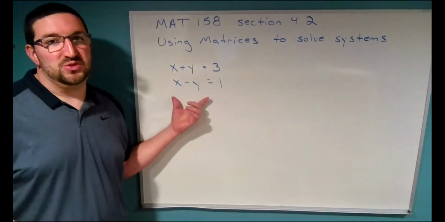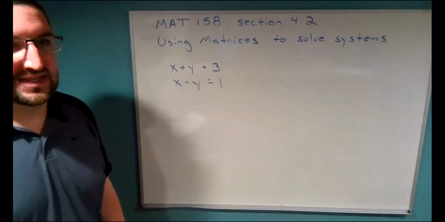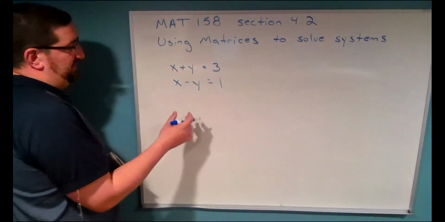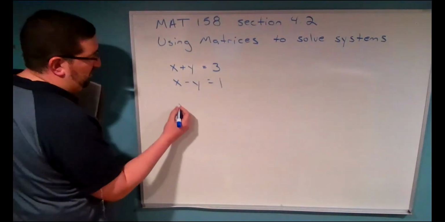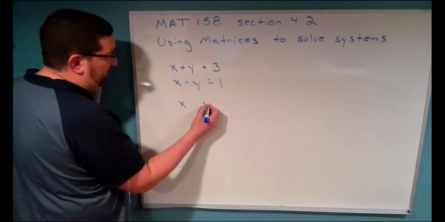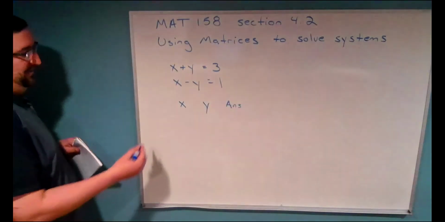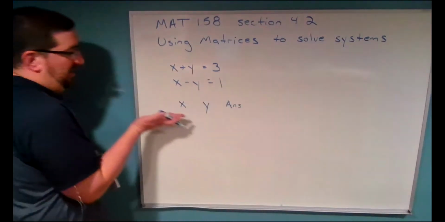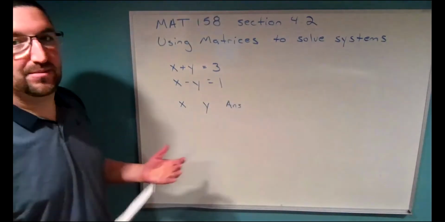But I'm going to teach you how to take this and convert it into something called an augmented matrix. What we have to do is create a matrix. Our matrix is going to have a column for the x variable, a column for the y variable, and a column for something I like to call the answer column. It's also going to have two rows. Columns go up and down, rows go horizontal. Columns are vertical, like the columns you would see on a building.